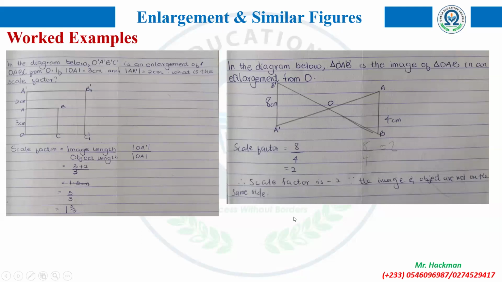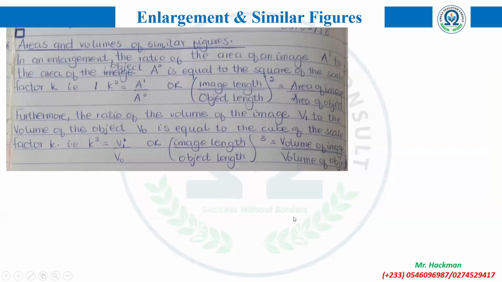Yes, please. Now we move on to the areas and volumes of similar figures. All that you need to know is this: your scale factor squared will always be equal to the image area over the object area. Area deals with square units, so once you square your scale factor, you are now dealing with area. So image area over object area, as simple as that.